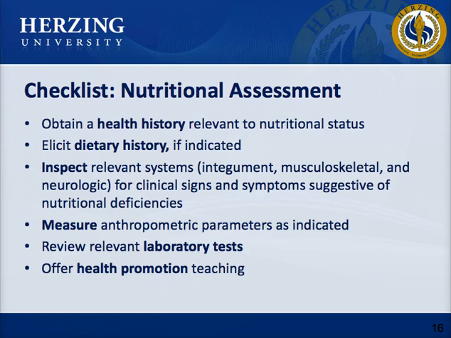Your checklist for a nutritional assessment includes: obtain a health history relevant to nutritional status, elicit dietary history, inspect relevant systems, your integument, musculoskeletal, and neurological systems, for clinical signs and symptoms suggestive of nutritional deficiencies, review relevant laboratory tests, and offer health promotion teaching.